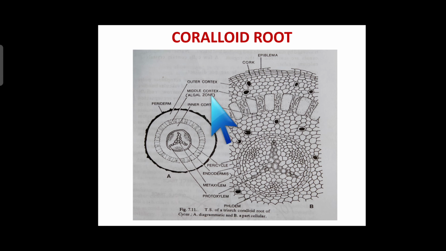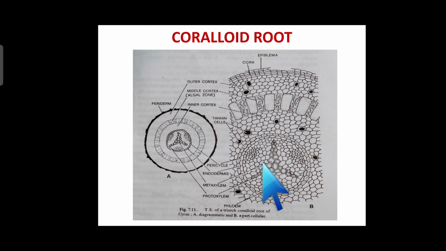And the last layer here is the inner cortex. In the inner cortex you can see it consists of thin-walled compact parenchymatous cells, whereas the structure of the endodermis, the pericycle, the vascular bundles, and even the secondary growth is the same as in the case of normal roots that I had already discussed in the previous video. Everything is the same.